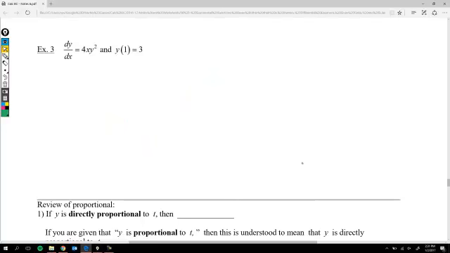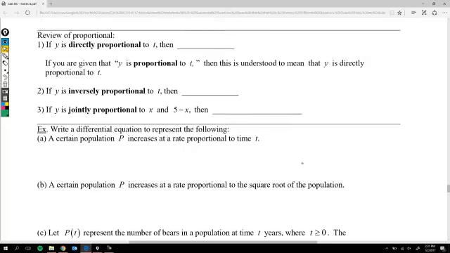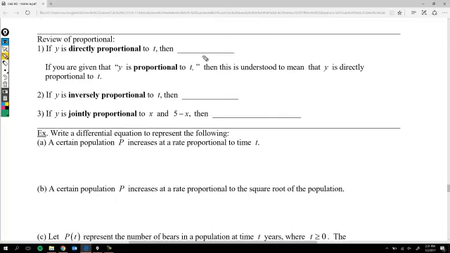Okay, let's go over some vocabulary, so that you'll be able to set up some word problems. If I say that y is directly proportional to t, that means that y equals kt, where k is called the constant of proportionality. So k is some factor, some constant.